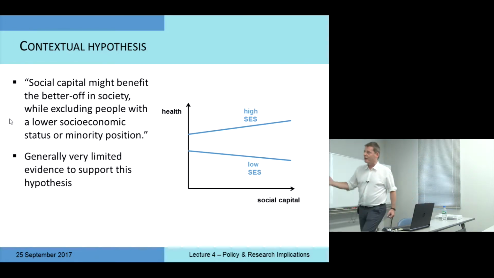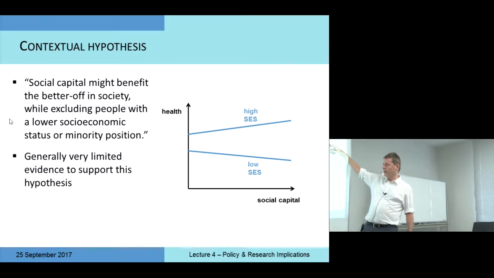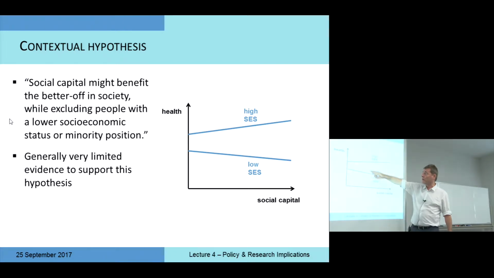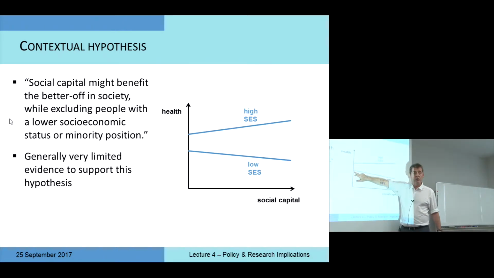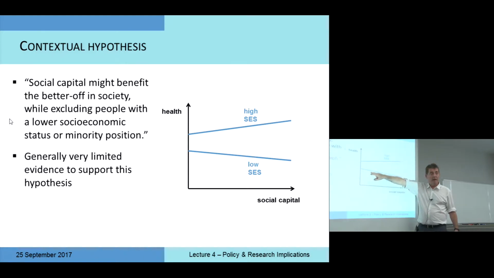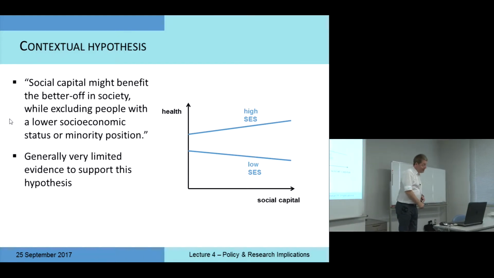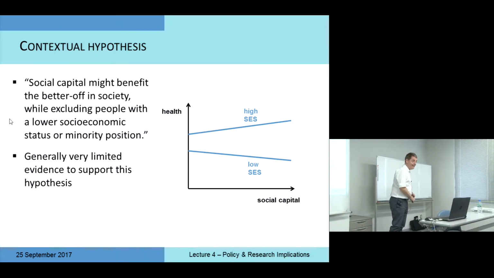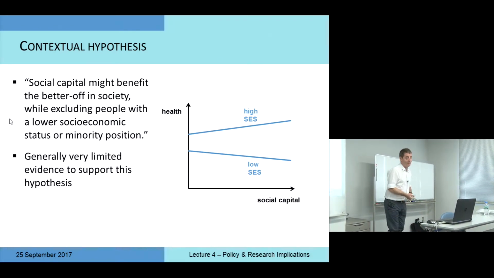And so here we've got it represented graphically. For the high socio-economic status groups, strongish positive relationship between increasing social capital, increasing health. But for the low disadvantaged groups, as social capital increases, the very thing that's helping these other people, as it increases, they're getting worse off. And maybe reassuringly, they found very limited evidence to support this hypothesis. Very limited.